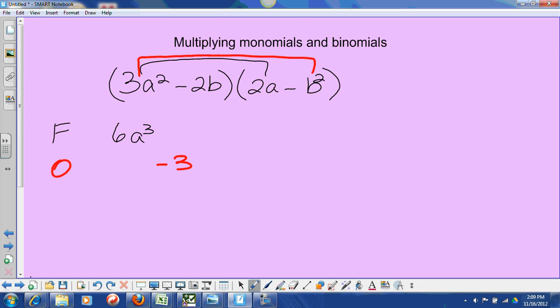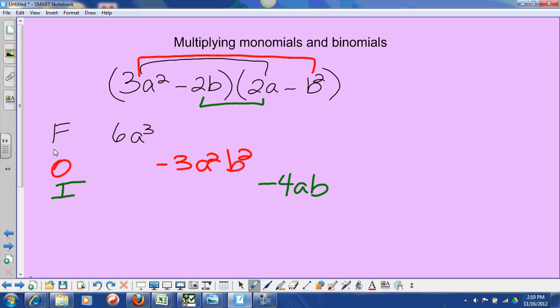Now I've got a squared and b squared, don't I? Let's go on the inside. We'll do this in green. So these are the innermost. So I've got negative times a positive, so that's going to give us a negative. 2 times 2 is 4. A times b is ab.